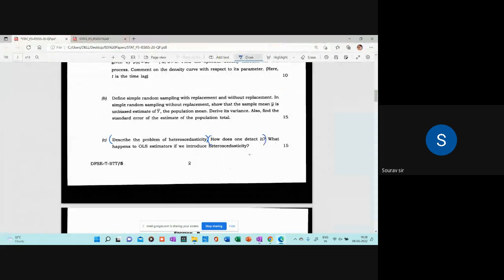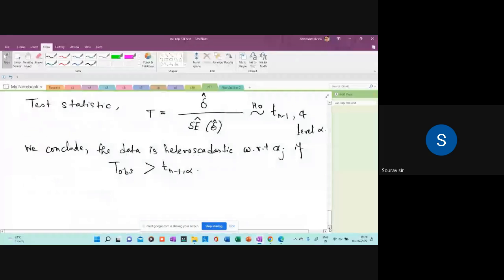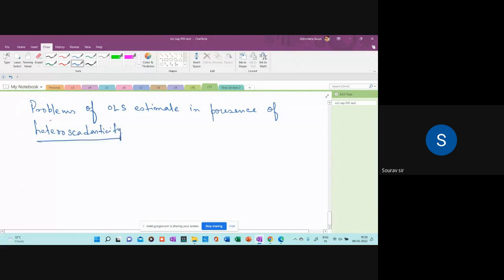Next, what happens to the OLS estimators if you introduce heteroskedasticity? This is one of the major points which we have to discuss. So, problems in OLS estimate in the presence of heteroskedasticity. I am giving this heading and writing this up. Problems of OLS estimate in presence of heteroskedasticity. Okay, so what are the problems?